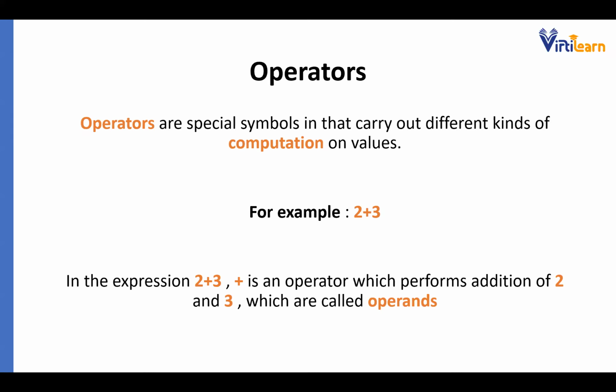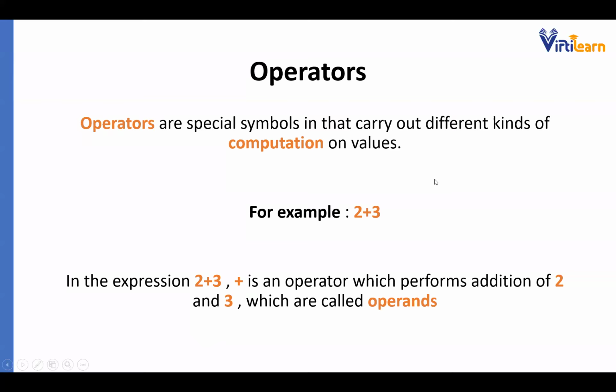Sir, what are these operators? Operators are special symbols: plus, minus, division. Asterisk is for multiplication. Double asterisk is for exponentiation. So all these are symbols which we use for computational purposes. They have a special meaning. They perform the computational task.